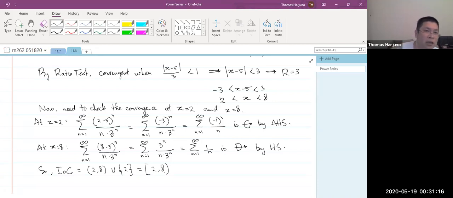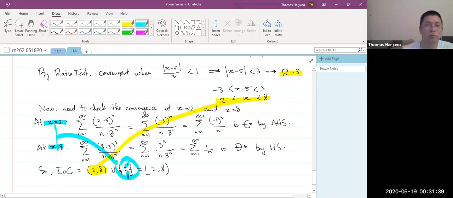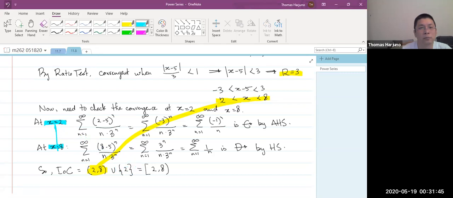Okay? But basically, that's how we check them. We find the radius of convergence first. Using this radius of convergence, we get the basic interval. Then you check the endpoints. That's the plan, that's the strategy, that's what we will do. Now, I'm done with number 12.